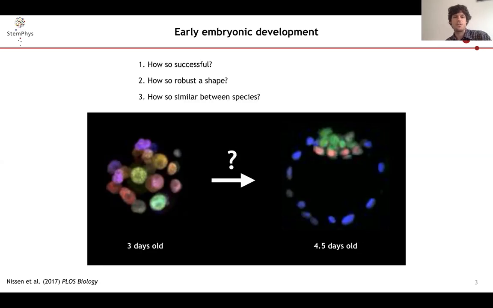In the PLOS Biology paper, we asked, how does this process occur? What makes it so successful? And how can it be that it's so robust in morphology and so similar across the mammalian species? In order to answer questions like these, we constructed an agent-based model consisting of a minimal number of developmental rules.